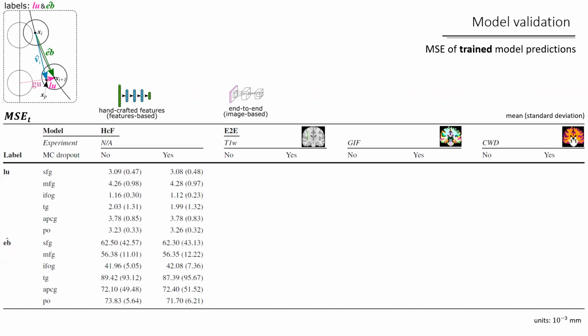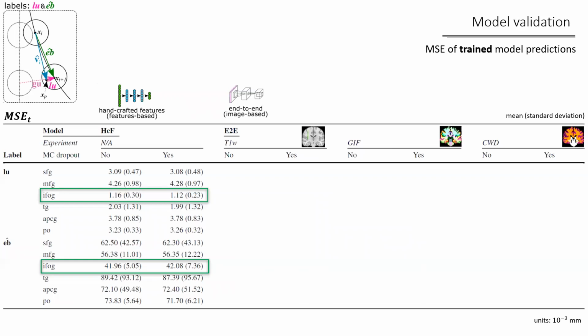First, notice that the MSE is lower for LU than EB labels, since LU is much smaller than the unit vector EB. For a features-based model, we observe that bending prediction is the best in electrodes implanted in the inferior frontal orbital gyros, and that there is no benefit of using MC dropout.